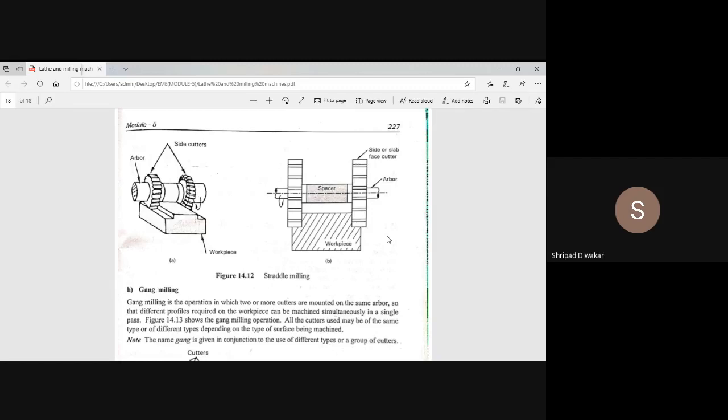Okay, side milling means we are using only one cutter. In straddle milling, we are going to fix two side cutters to perform the two side machining operation at a time. You see the cutter is rotating and the workpiece is moving to and fro. Okay, you remember, in case of milling machine, the milling cutter rotates and the workpiece moves. But in case of lathe machine, the workpiece rotates and the tool moves.